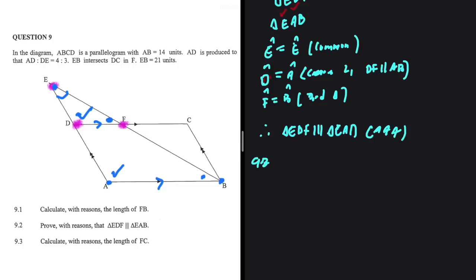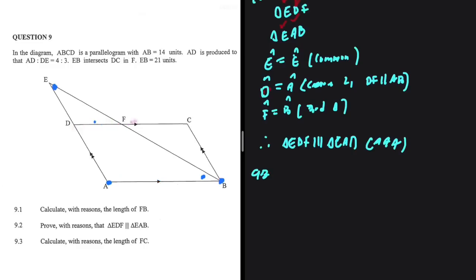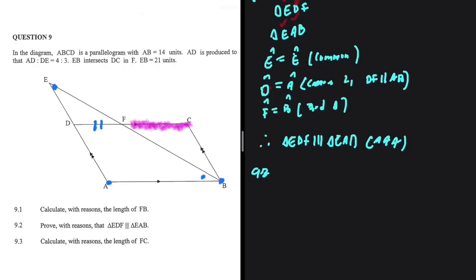9.3. Calculate with reasons the length of FC. Let me just go ahead and erase this. I want to find the length of FC. FC has nothing to do with our two triangles, right? But DF has something to do with our triangles. If we can find DF, then we're going to have FC, because AB should be equal to DC if ABCD is a parallelogram. So how can we find DF?